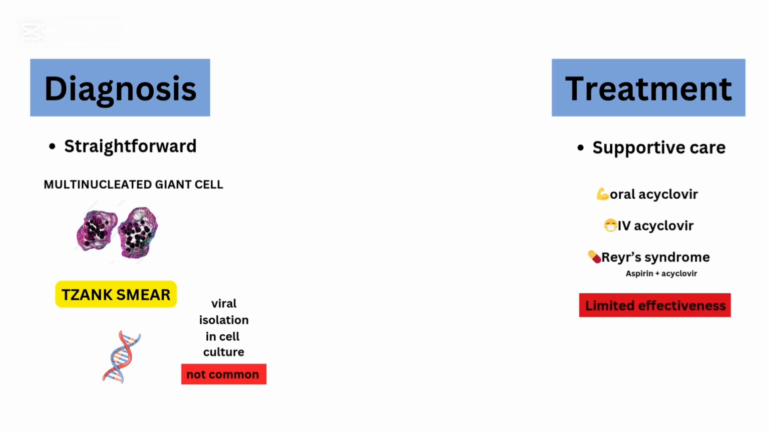In healthy individuals, oral acyclovir can be prescribed, but in immunocompromised patients, IV acyclovir may need to be administered. But it is important to remember aspirin should not be prescribed with acyclovir as there is a risk of Reye's syndrome. While treating VZV, acyclovir has limited effectiveness.